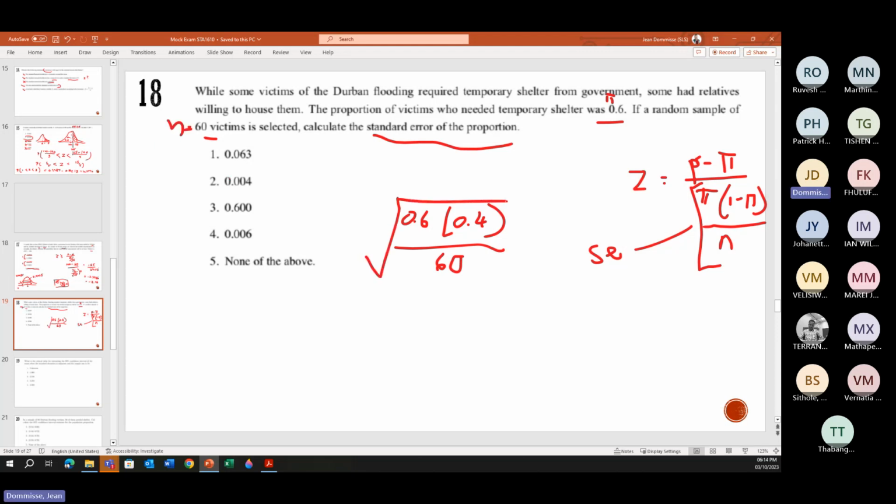And the square root of that. Okay, so then we will get something like 0.6 times 0.4, which is 0.24 divided by 60. So it gives me 0.004, but we still need to square root. So now look at how sneaky they are.